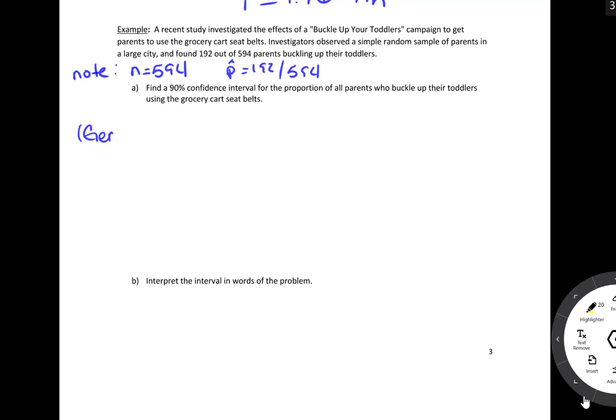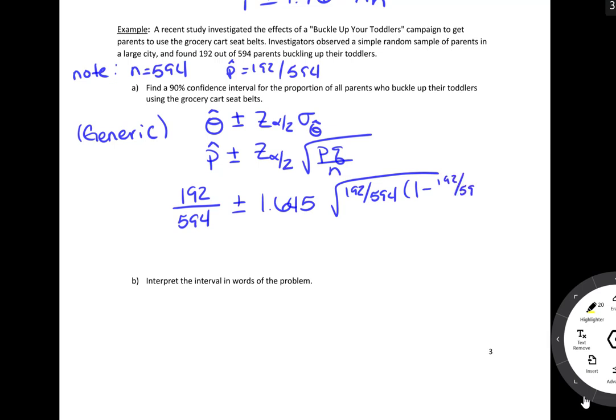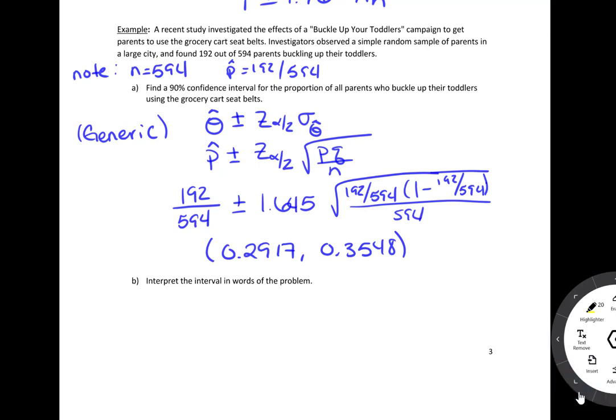So one thing to remember is we had that generic form for the interval. And now we can apply this for a proportion. So our statistic is p hat. We're still going to have z alpha divided by 2, but now we need the standard deviation of that statistic, and that's where we could use that table from the previous page. So now we just need to plug in our values. Get an interval of 0.2917 to 0.34548. Next, we can interpret the interval.